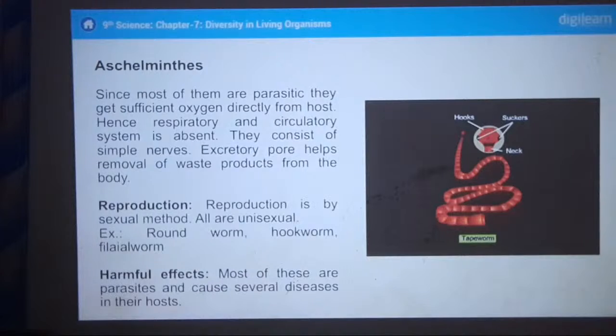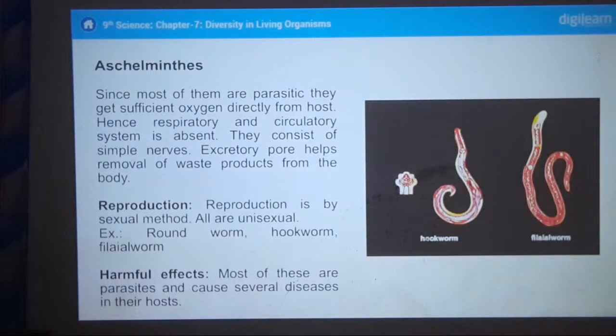Respiratory and circulatory systems are absent. Nervous system is well developed. There are 2 longitudinal excretory canals found on each side of the body. Reproduction is by sexual method. All are unisexual. Some of the examples are roundworm, hookworm, and filarial worm. Harmful effects. Most of these animals are parasites and hence cause several diseases in their hosts.